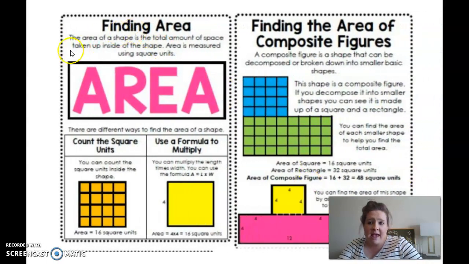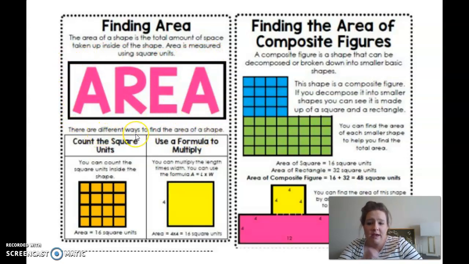Okay, finding area. The area of a shape is the total amount of space taken up inside of the shape. Area is measured using square units. So yesterday we talked about finding the area, and I said that this could be like a rug or maybe like a beach towel. So the area is going to be how much space this rug covers, okay? The amount of space that this takes up.